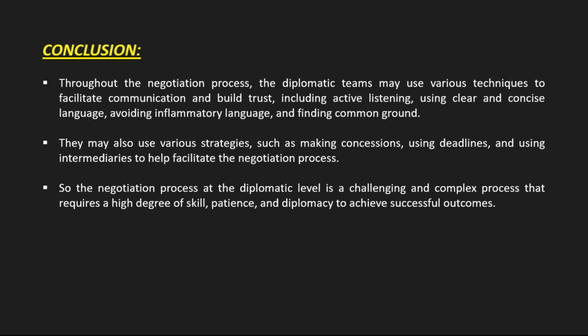Conclusion. Throughout the negotiation process, the diplomatic teams may use various techniques to facilitate communication and build trust, including active listening, using clear and concise language, avoiding inflammatory language, and finding common ground. They may also use various strategies, such as making concessions, using deadlines, and using intermediaries to help facilitate the negotiation process. So the negotiation process at the diplomatic level is a challenging and complex process that requires a high degree of skill, patience, and diplomacy to achieve successful outcomes.